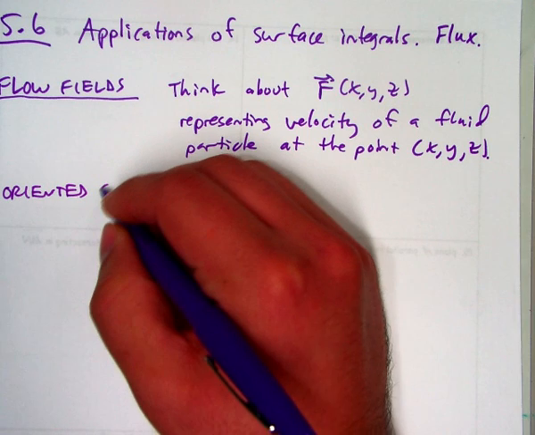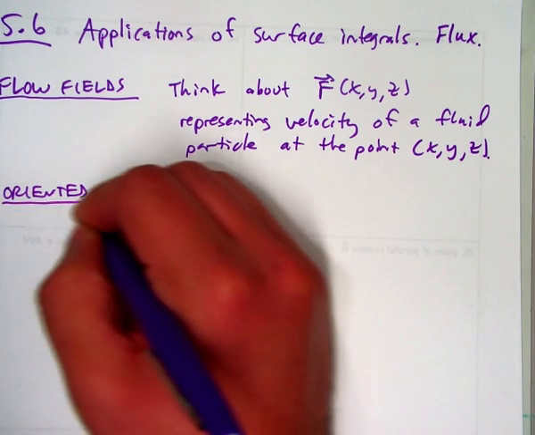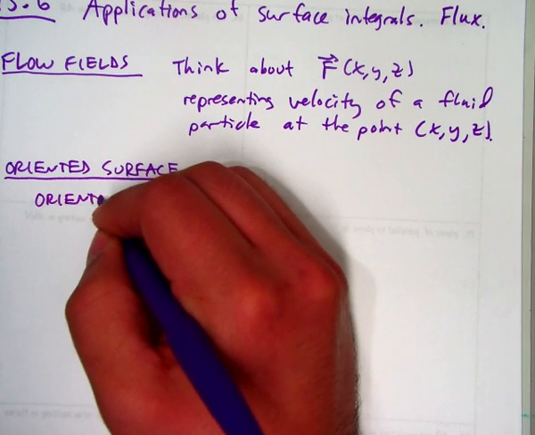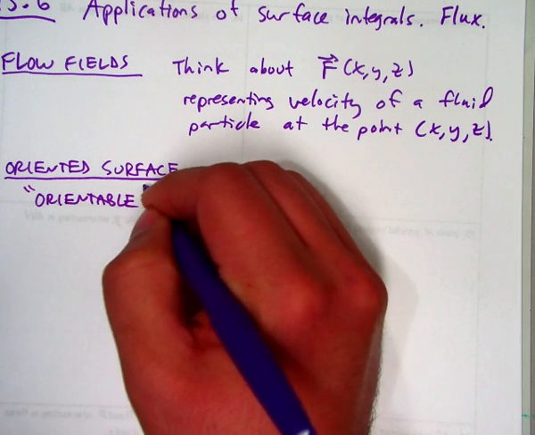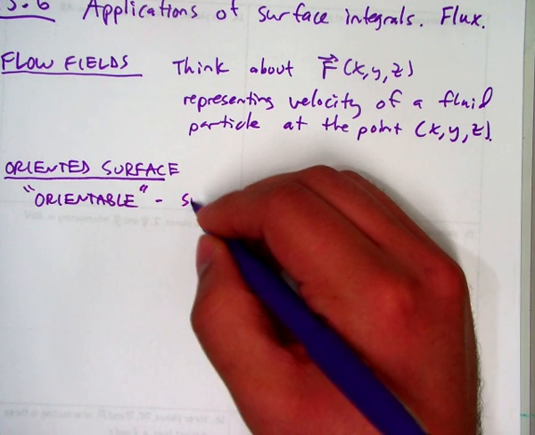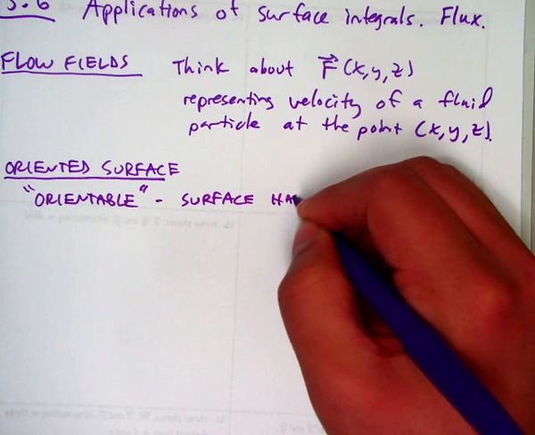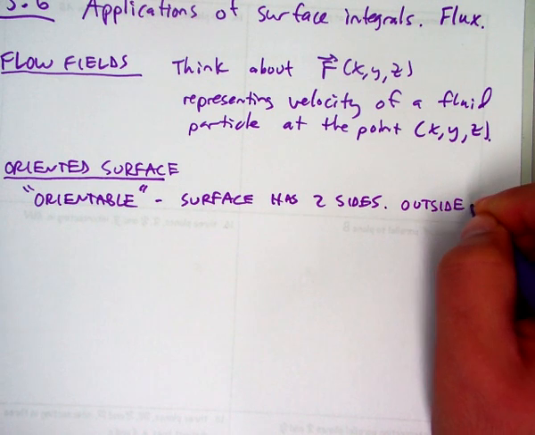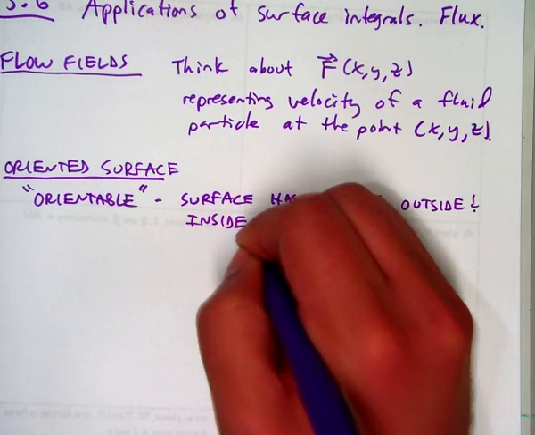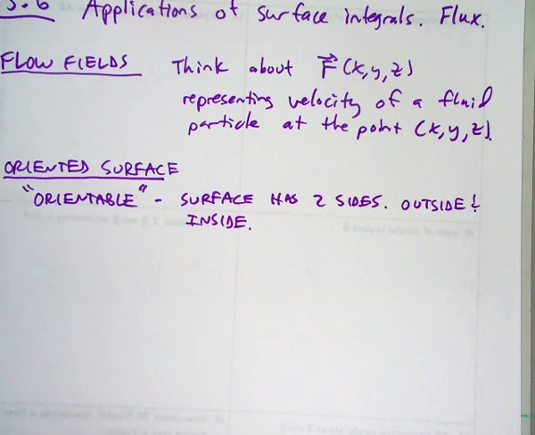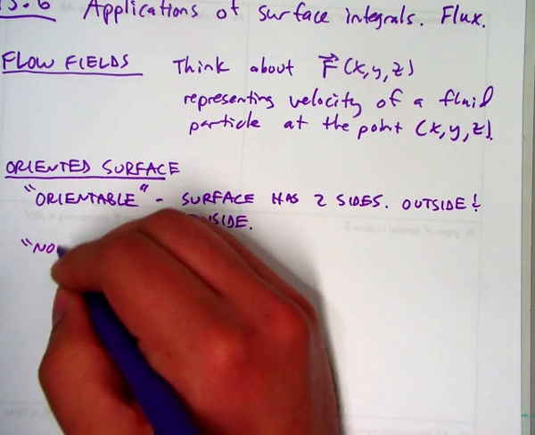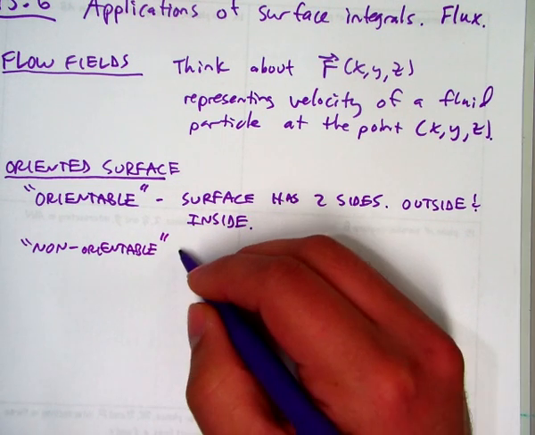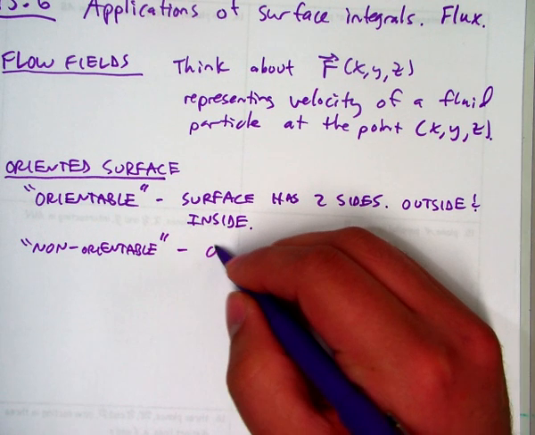We'll talk about an oriented surface. What we mean by orientable is that the surface has two sides. Outside and inside. We will only be dealing with orientable surfaces in this class. However, it's worth mentioning one of the most famous examples of a non-orientable surface. This would be something that maybe just has one side only.